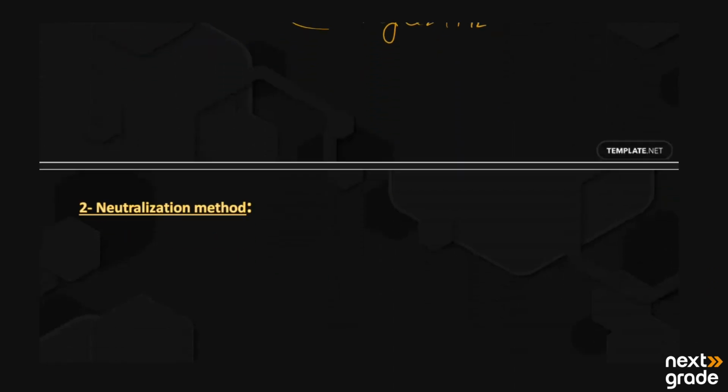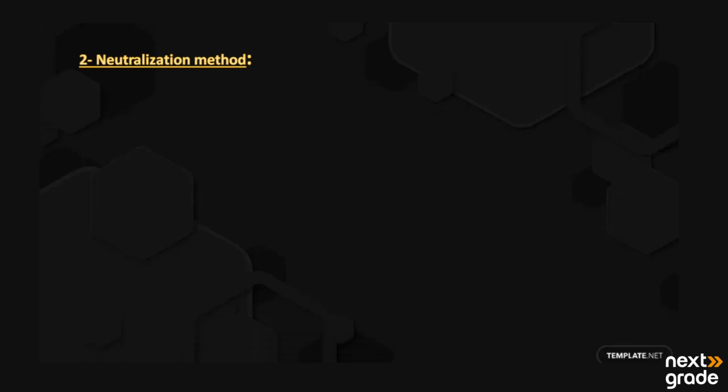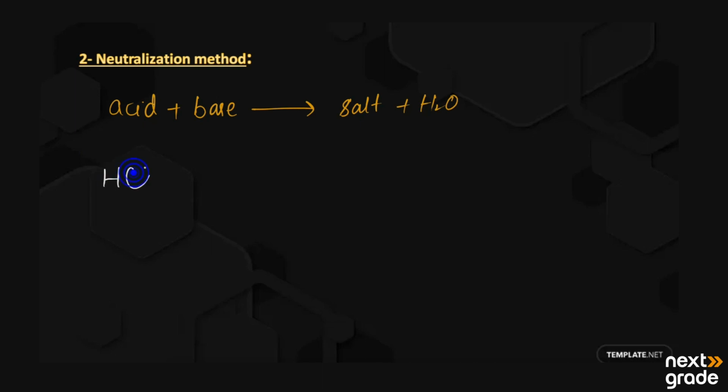Next we have the neutralization reaction. We have already learned in our previous lesson what is meant by the neutralization reaction. Basically when an acid reacts with the base, the product that we gain is the salt plus the production of water. Let's see what type of acid or base reacts. A simple example is an acid, and the base we have is sodium hydroxide.